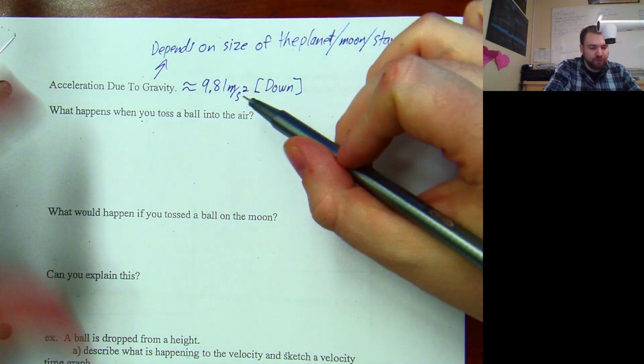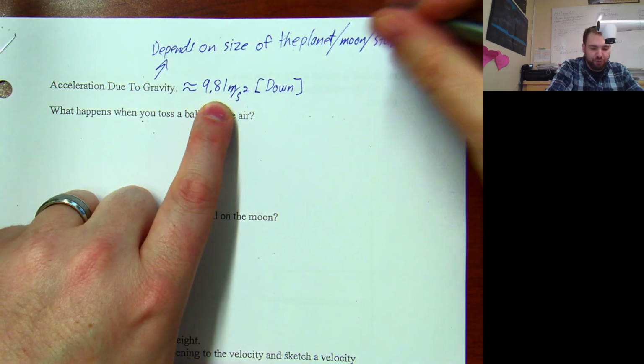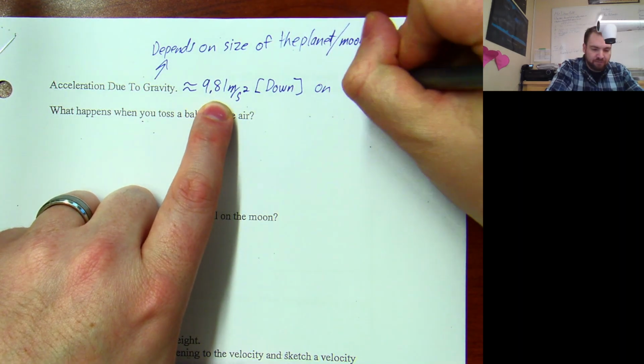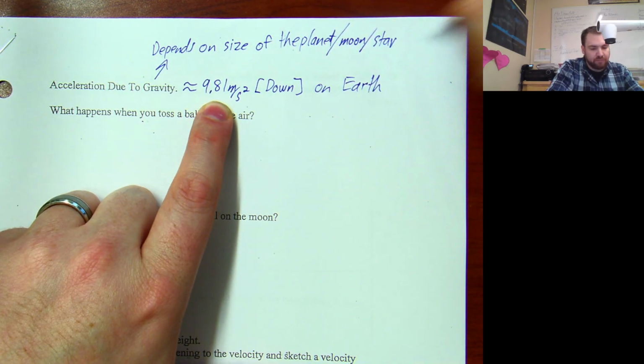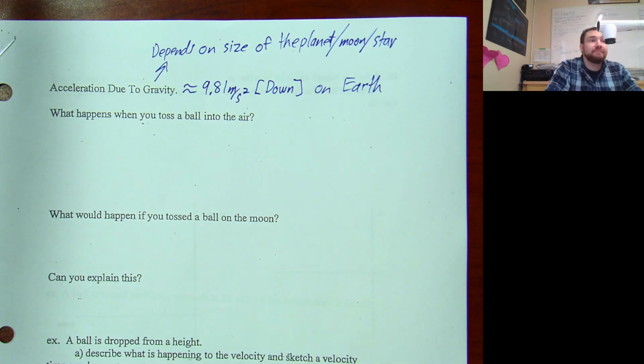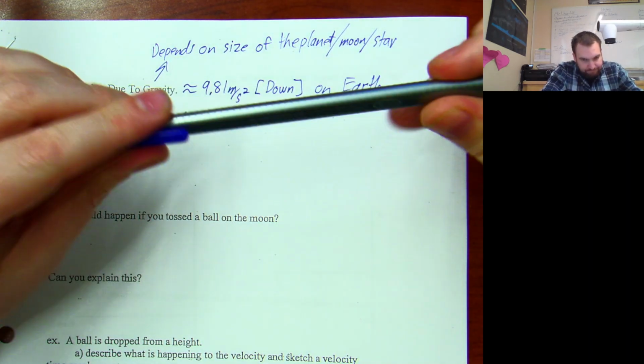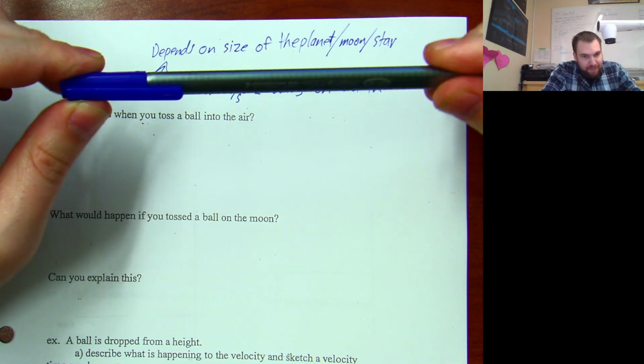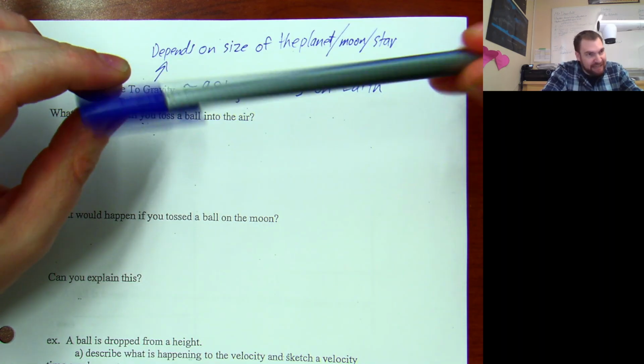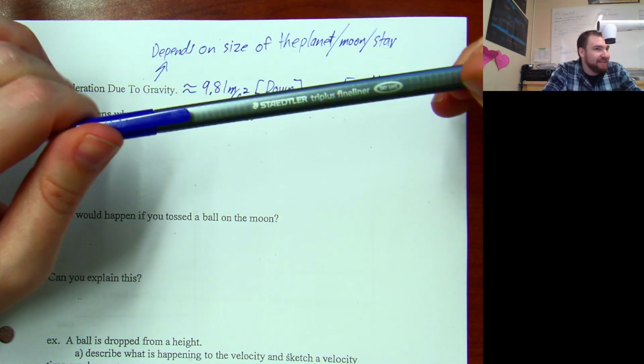So this acceleration due to gravity is true on Earth. Yes, Manuel. Does altitude affect gravity on the Earth? Technically, yes. Practically, no.